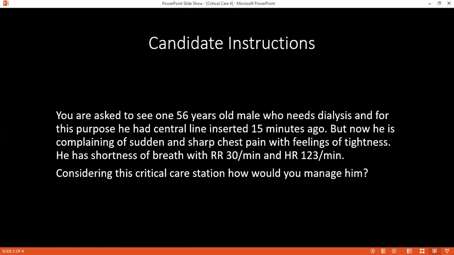I asked you, what are the provisional or differential diagnoses that you will consider for why the patient is having sudden sharp chest pain, while you were inserting the line? My differentials are a possible pneumothorax, and a hemothorax is also possible. What are the types of pneumothorax that you know of? The types of pneumothorax could either be simple pneumothorax or tension pneumothorax.